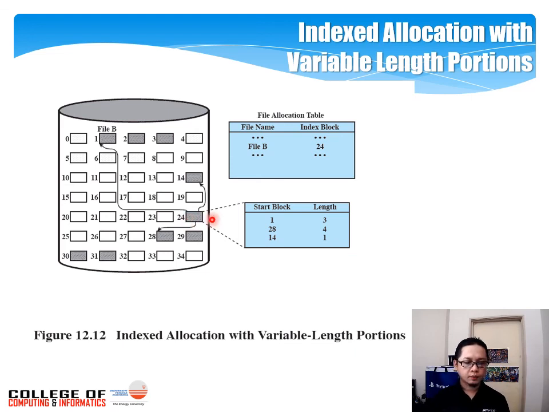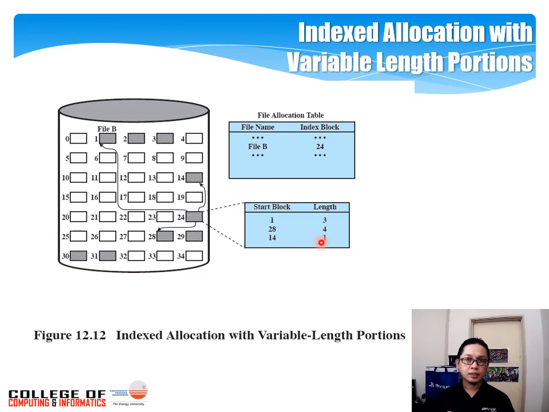So for example, the index block 24 will indicate that, in order for the file to be formed, it has the starting block of block 1, but the length is 3 blocks. Other information is that we also need to use block 24 and 28, but the length is 4 blocks here. And we also need information from block 14, which contains only one block in size. So this is what it means by the variable length portion.